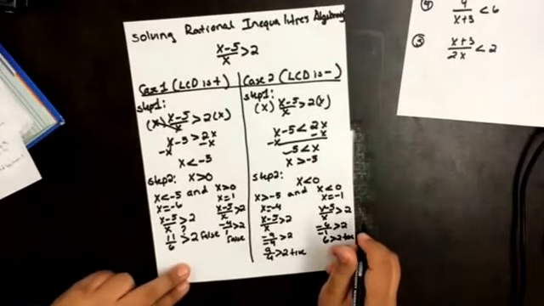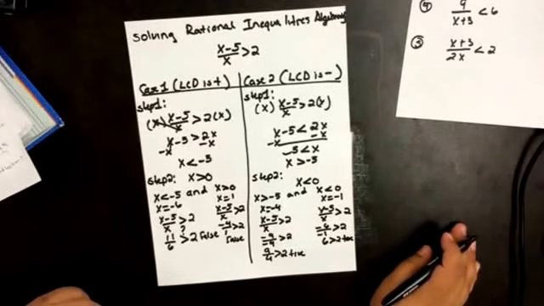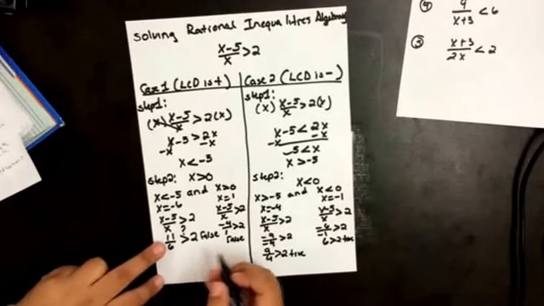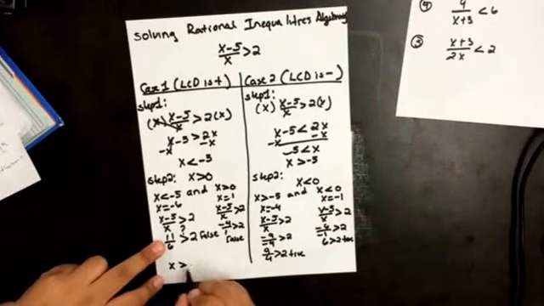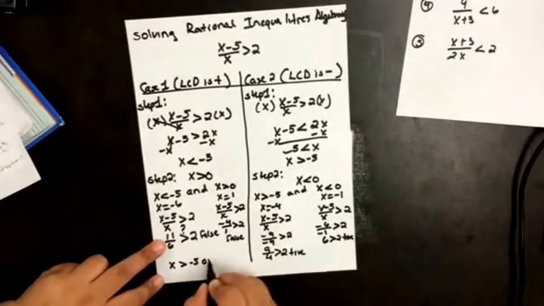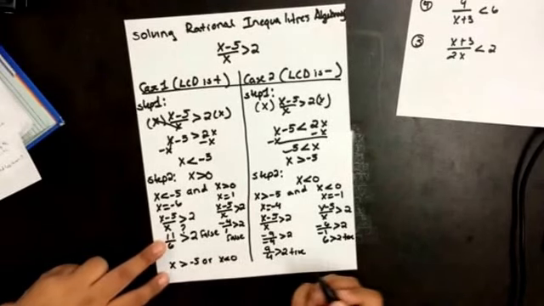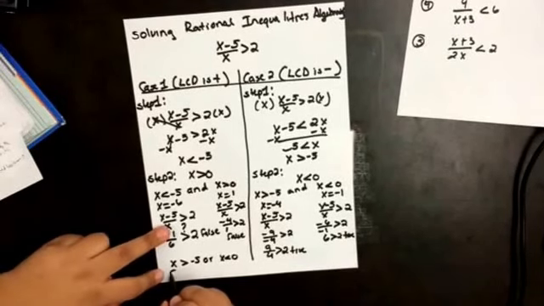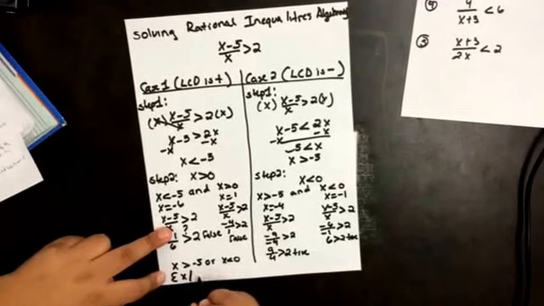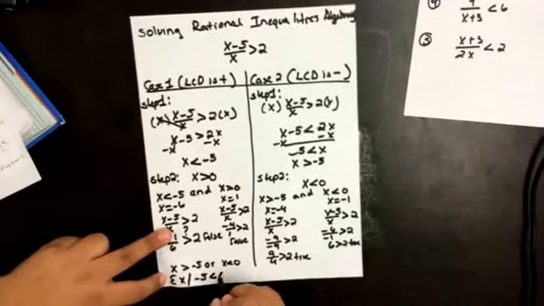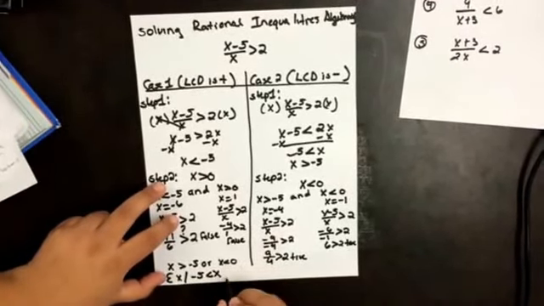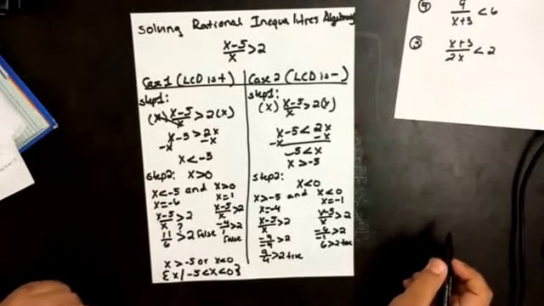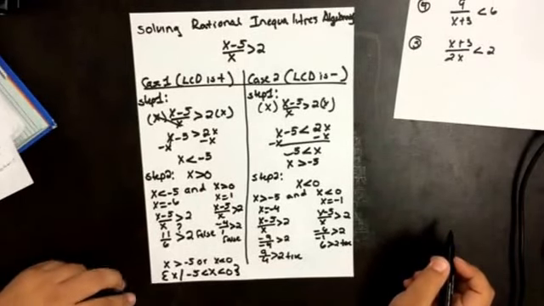So that's true. Therefore, the solution set of the original inequality is the union of the solutions on case 2, which we can write as x greater than negative 5 or x less than 0. We can also write it using set builder notation. So the set of all x's such that x is greater than negative 5 and less than 0.